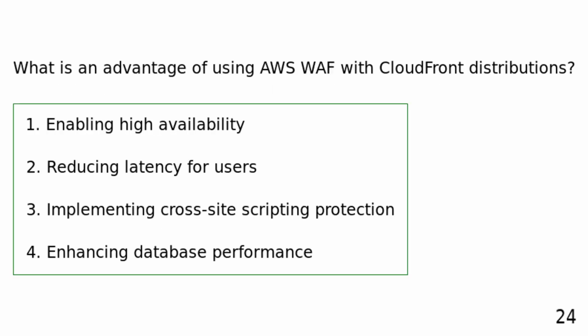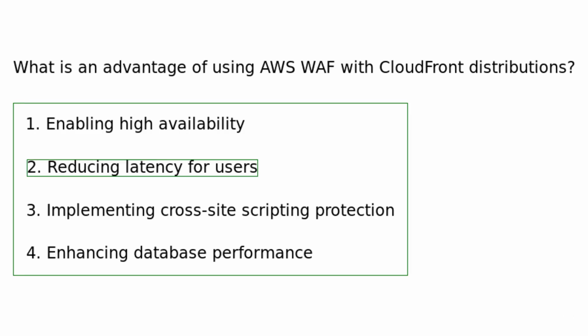What is an advantage of using AWS WAF with CloudFront distributions? Enabling high availability. Reducing latency for users. Implementing cross-site scripting protection. Enhancing database performance. Using AWS WAF with CloudFront distributions reduces latency for users by applying security measures closer to the client, reducing the attack surface.